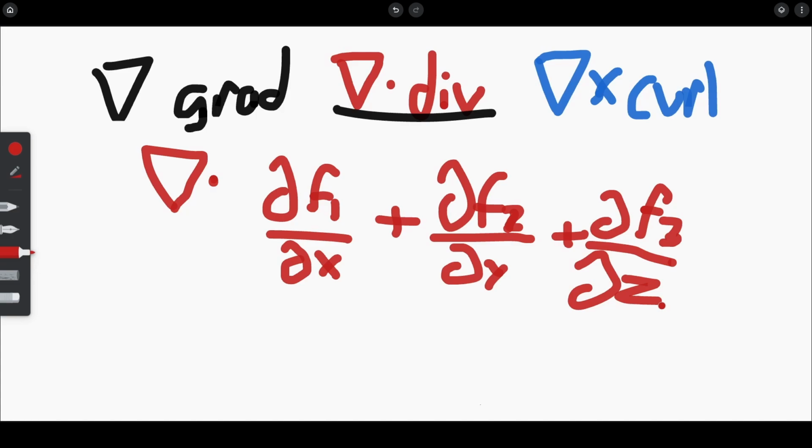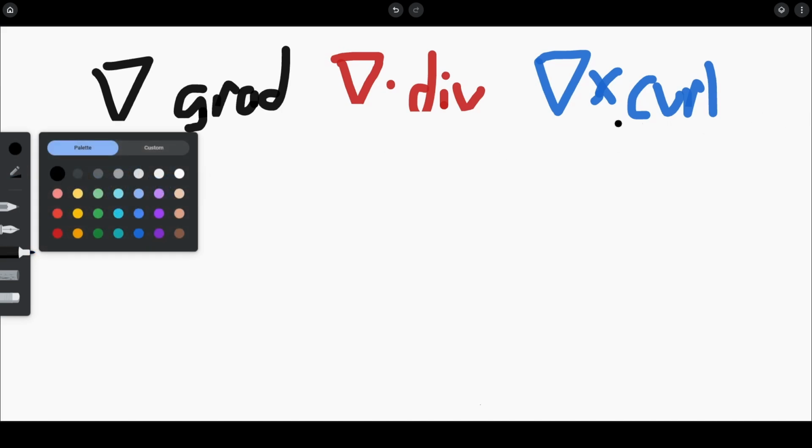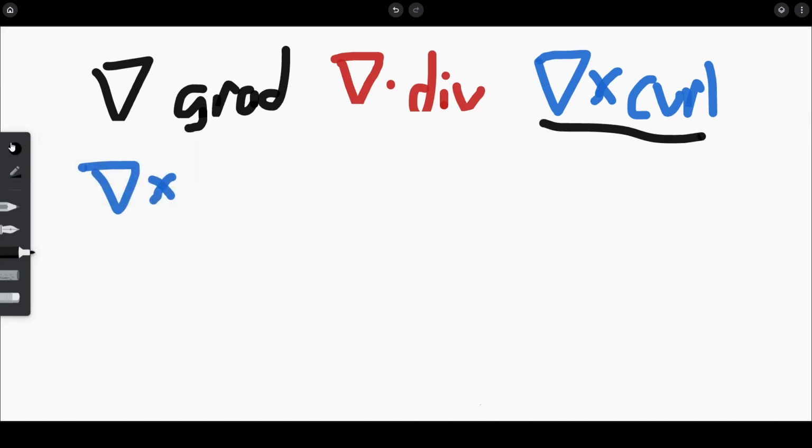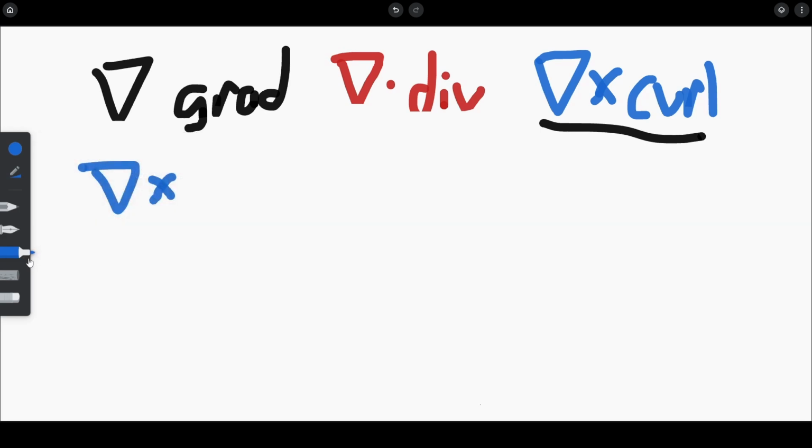It's important to remember that just like with the gradient, where we put in a scalar function and out we get a vector function or vector field, for divergence we put in a vector field, and we just get a scalar function. So kind of the opposite thing. And for our last operation, curl, we put a vector field in and we get a vector field out.